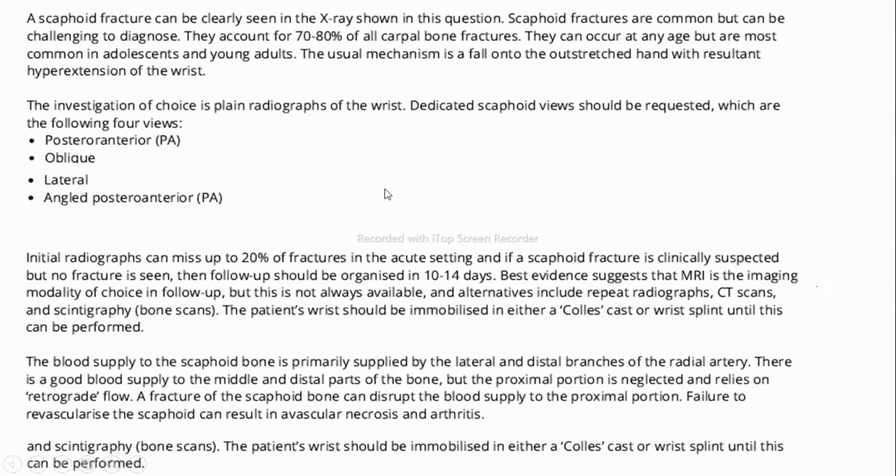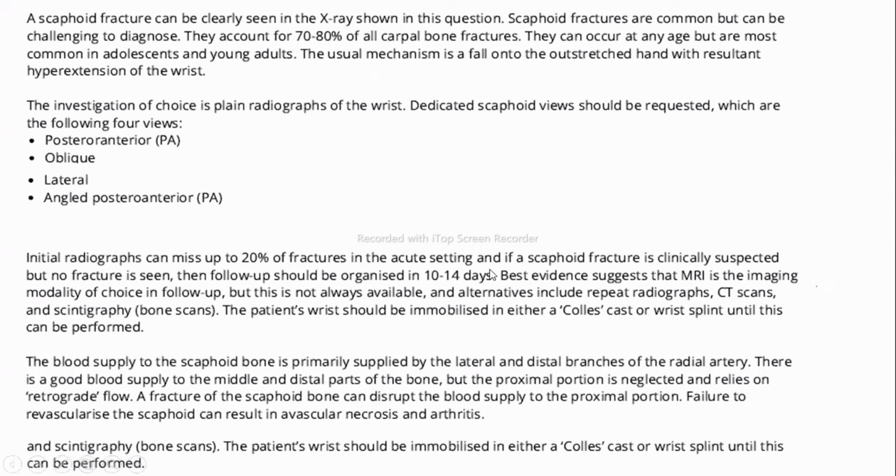After that, you examine the patient. The patient has tenderness over the scaphoid bone. You did the X-ray. The X-ray is normal, no fracture seen. What to do? Follow up. How many days? 10 to 14 days. If the patient improved, no pain, and is moving, everything is okay, so no need to do anything.